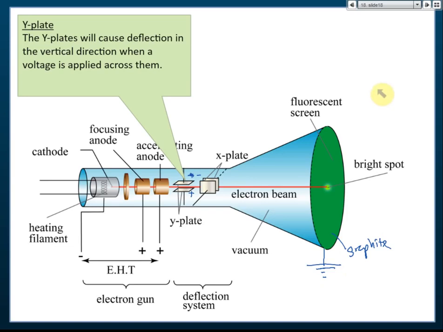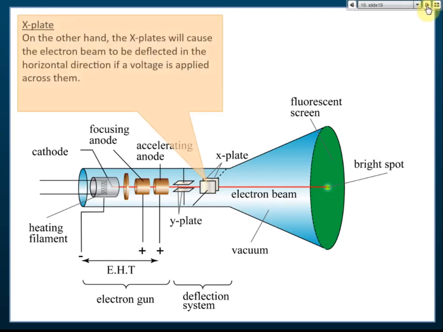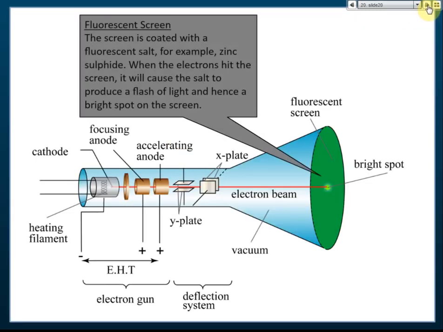So that is the function of each component of this cathode ray oscilloscope. So the X plates' function is to deflect the beam left to right, and the fluorescent screen is to absorb the light to produce a bright spot.